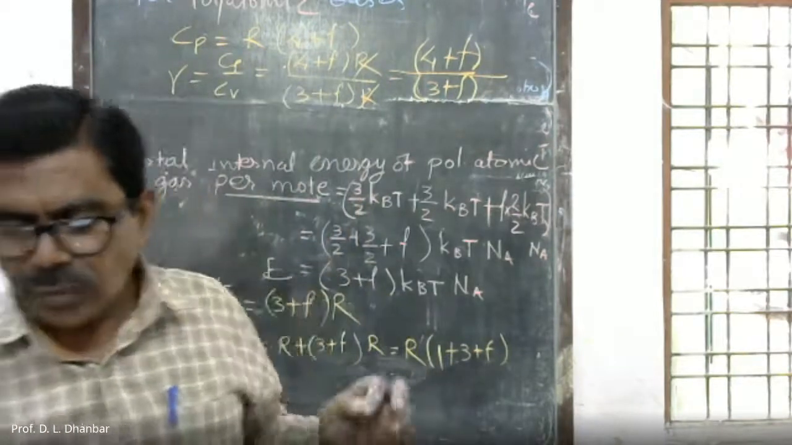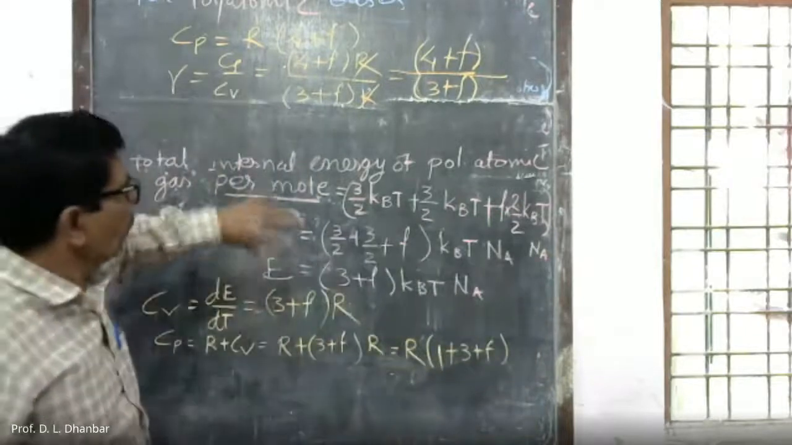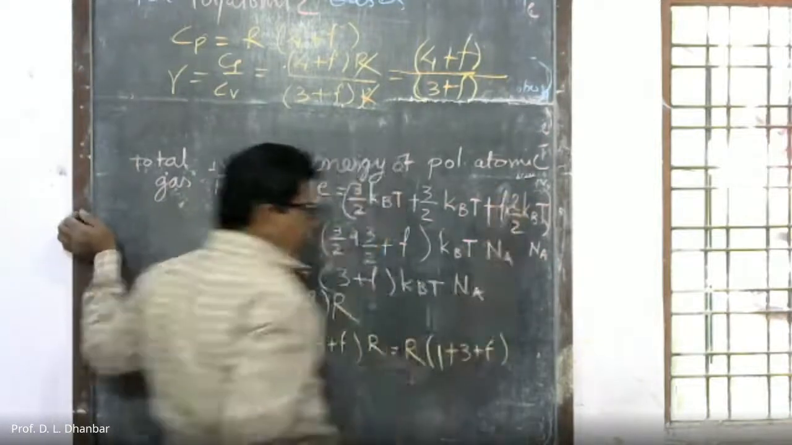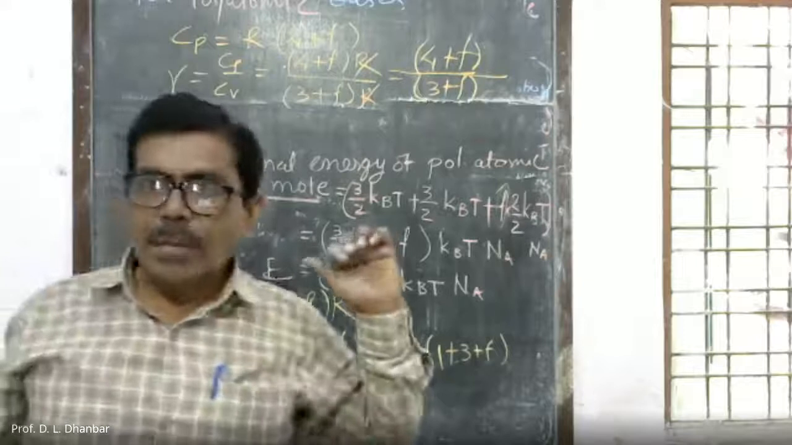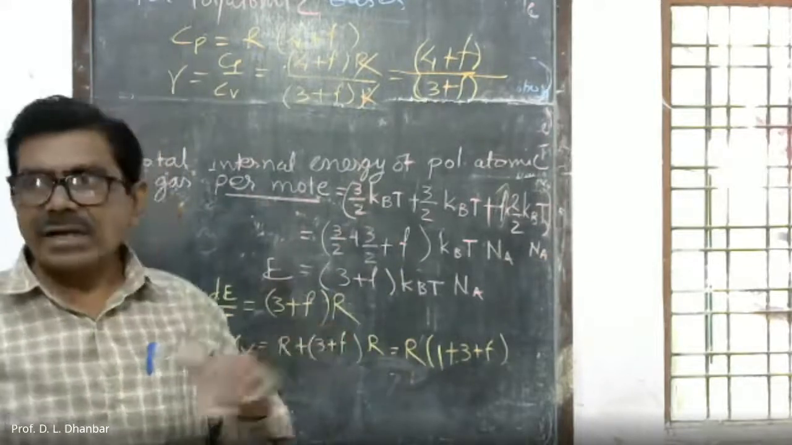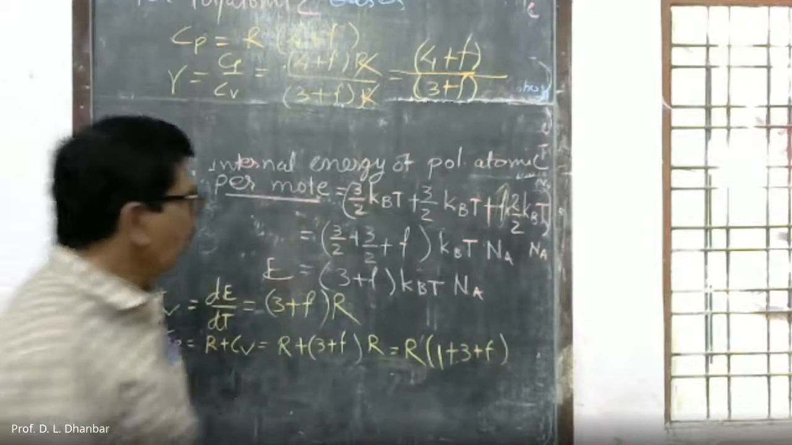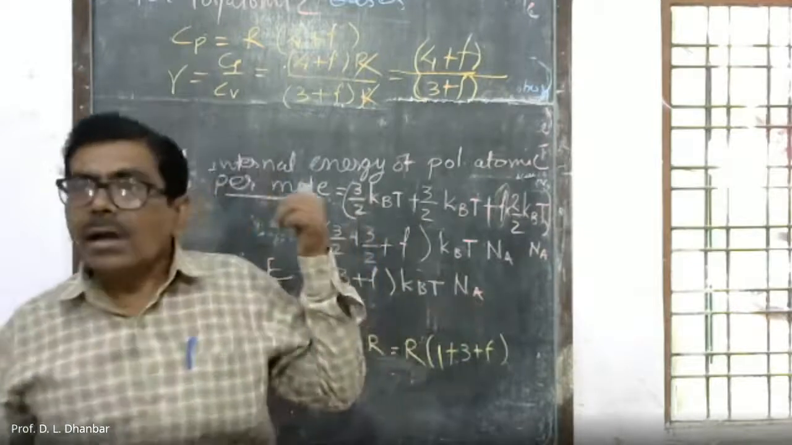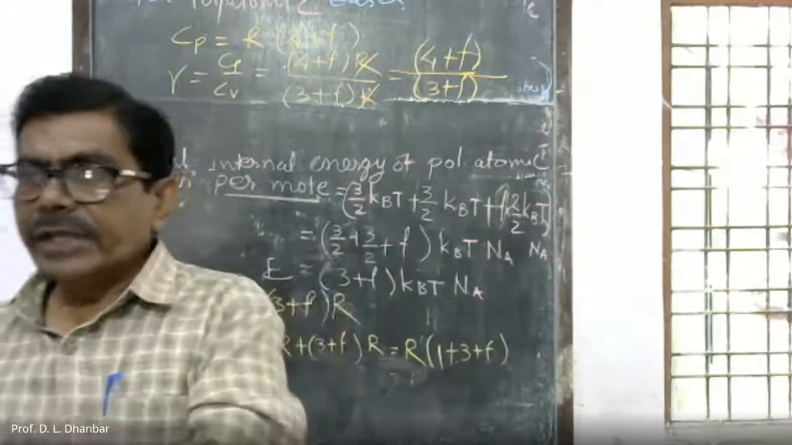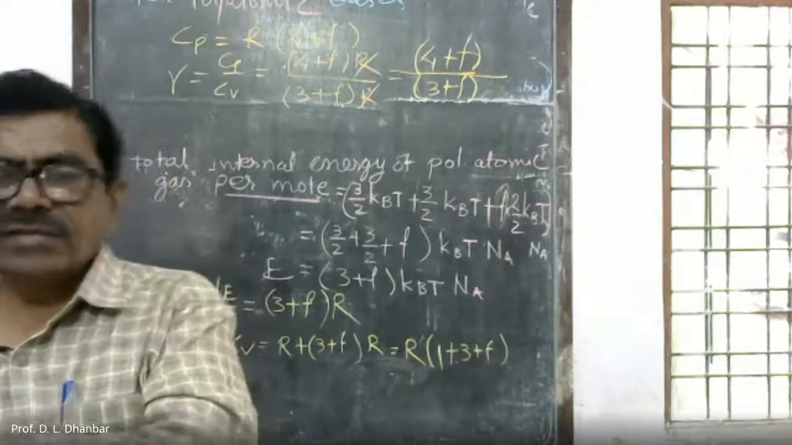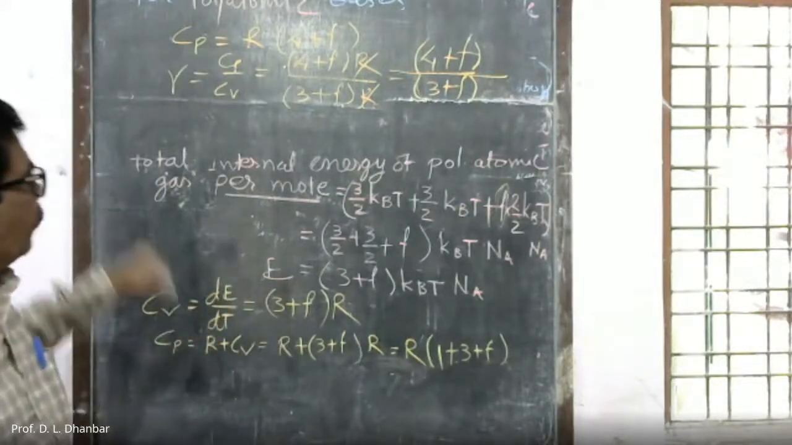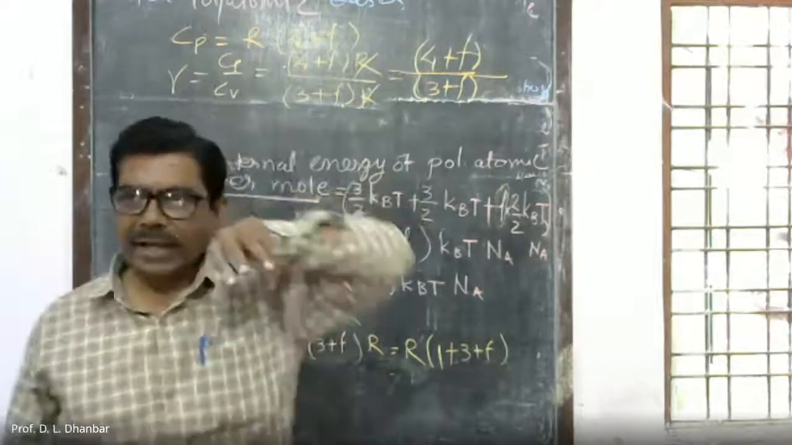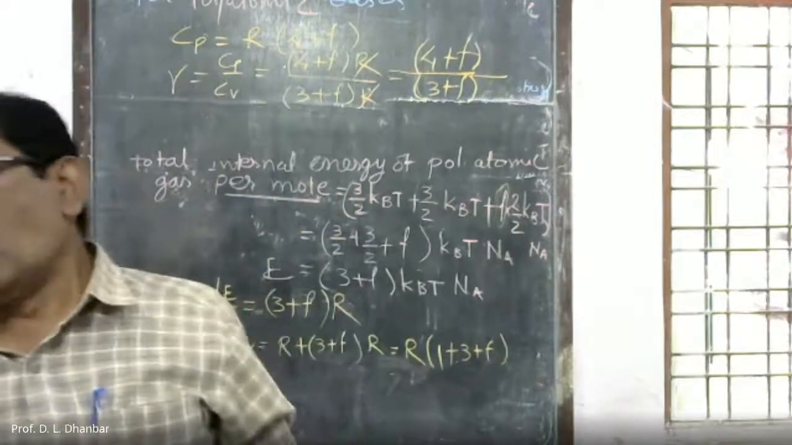I want to clarify one thing. Here we have considered only this f. F is the number of degrees of freedom in case of vibrational mode, and it is related to the potential energy and kinetic energy of a molecule. So sometimes you may be asked about this gamma, which is given by 4 plus f by 3 plus f for polyatomic gases, for diatomic gases, and for monoatomic gases.